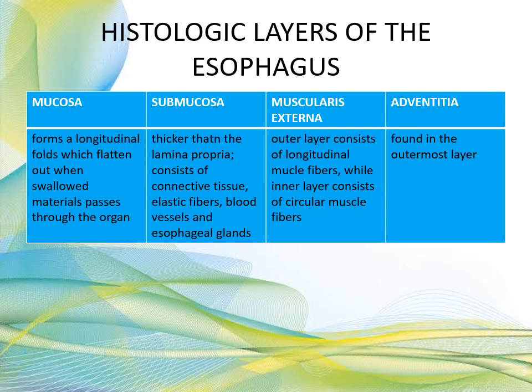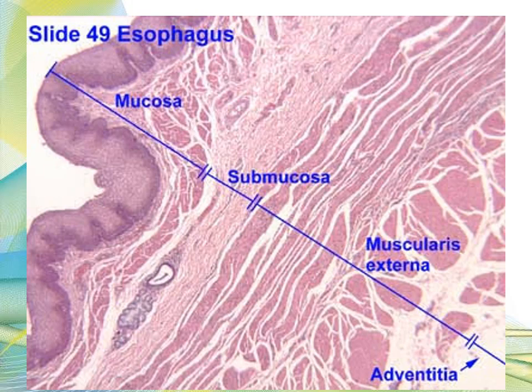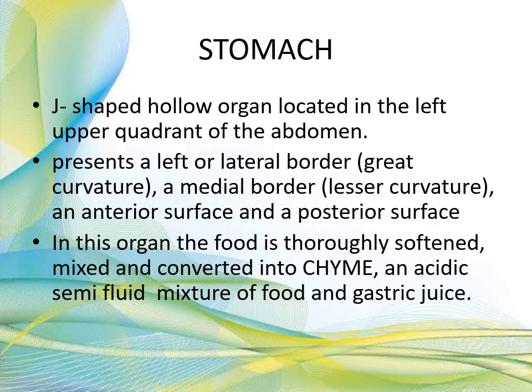So, this is the histologic layers of the esophagus. Sabi ko nga, class, basahin nyo na lang yung pinagkaiba-iba ng mga layers. Yung sa mucosa, muscularis externa, and the adventitia or serosa. So, we have the stomach. Stomach daw is J-shaped, hollow organ, located at the left upper quadrant of the abdomen. So in this organ, the food is thoroughly softened and mixed and converted into chyme. So ano yung chyme? It is an acidic semi-fluid mixture of the food and gastric juice.